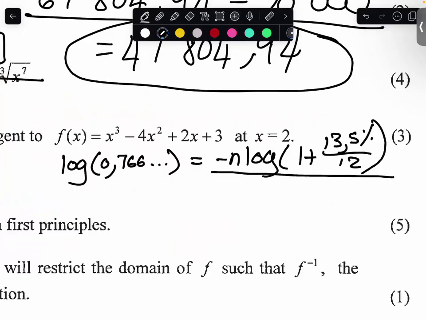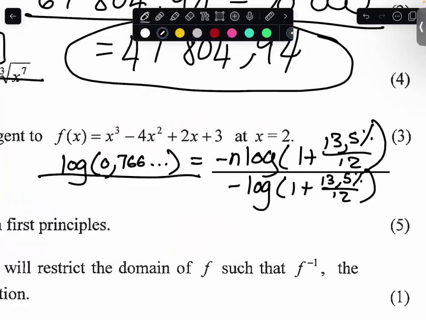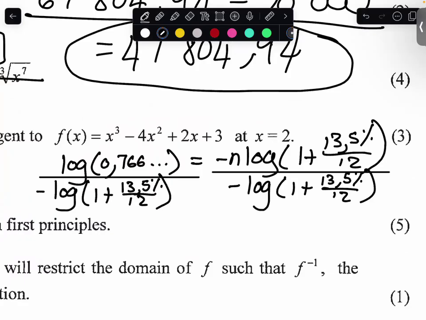So divide by everything that's next to n. Divide by the negative, divide by the log of that whole bracket, so minus log (1 plus 13,5% over 12). But what you do to one side, you must do to the other. So this is minus log (1 plus 13,5% over 12). This whole thing will go in on the calculator. This cancels with that, that's gone, and you're just left with n on this side. And so n ends up being 23,80.